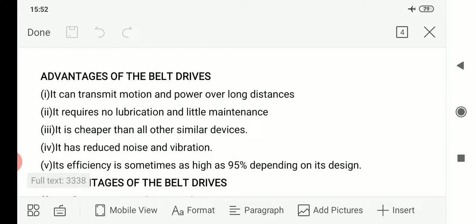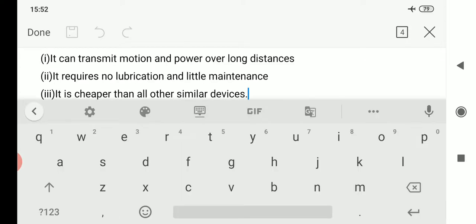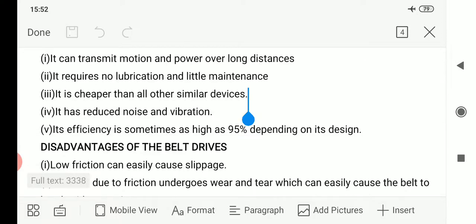So when we are using the belt drive, we are not going to lubricate it. Anytime we want to use it, it's not going to be lubricated, and it also requires little maintenance. Number three, it is cheaper than all other similar devices. Number four, it has reduced noise and vibration, unlike chain drive.